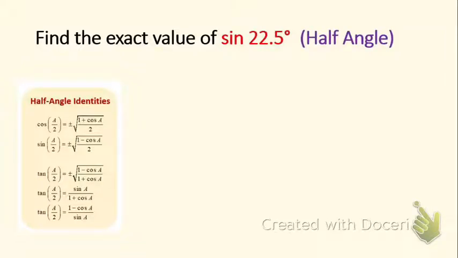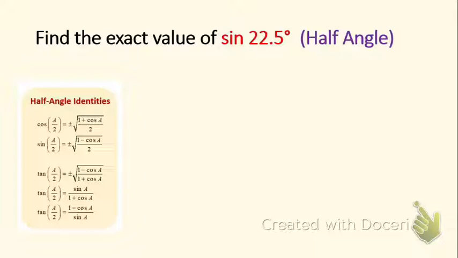So for half angle, we're trying to determine what angle on our unit circle can we divide by 2 and get 22.5. So what's an angle that is on our unit circle that if we divide by 2, it's going to give us 22.5? 45, or pi over 4.